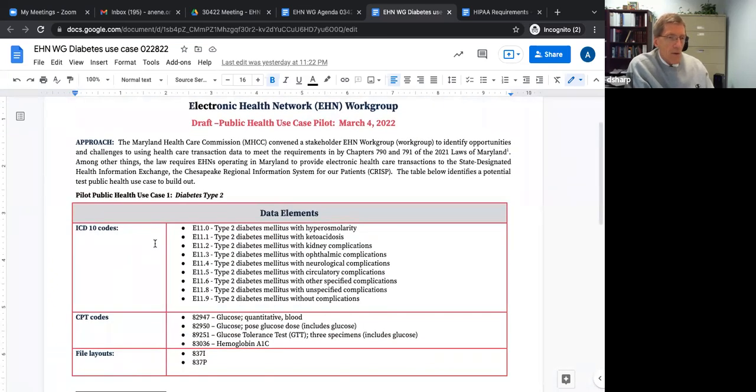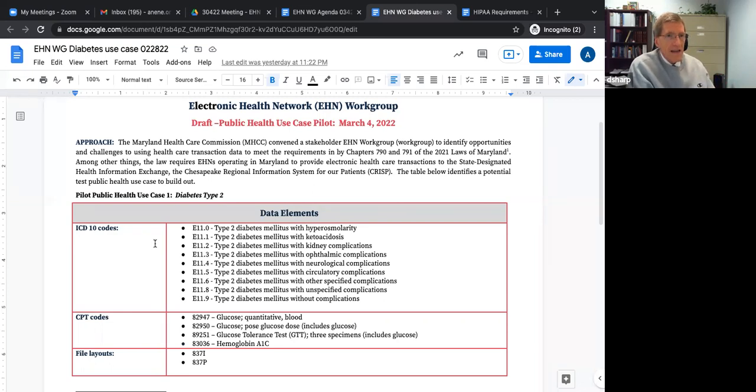Just to reiterate where we see ourselves going, what we structured here is an output of a conversation that will frame data elements that would be received by the state designated HIE, CRISP, as the requirements set forth in chapters 790 and 791 of the 2021 laws of Maryland. And what we were trying to do was test the flow of information with electronic health networks as well as with CRISP.